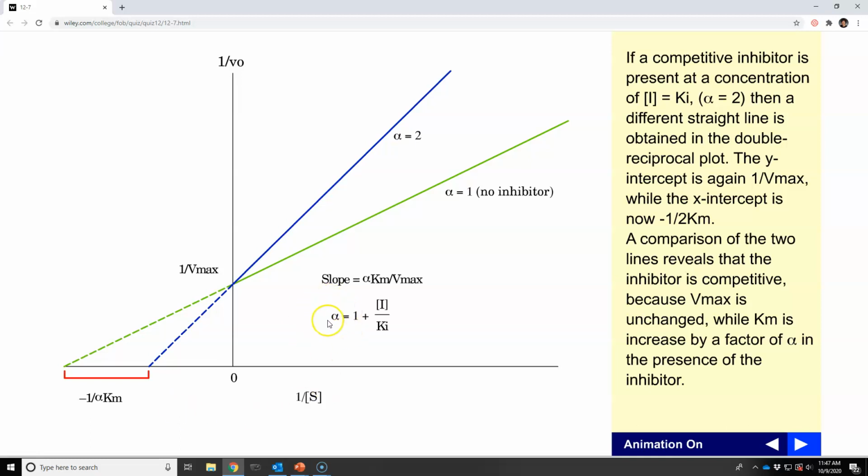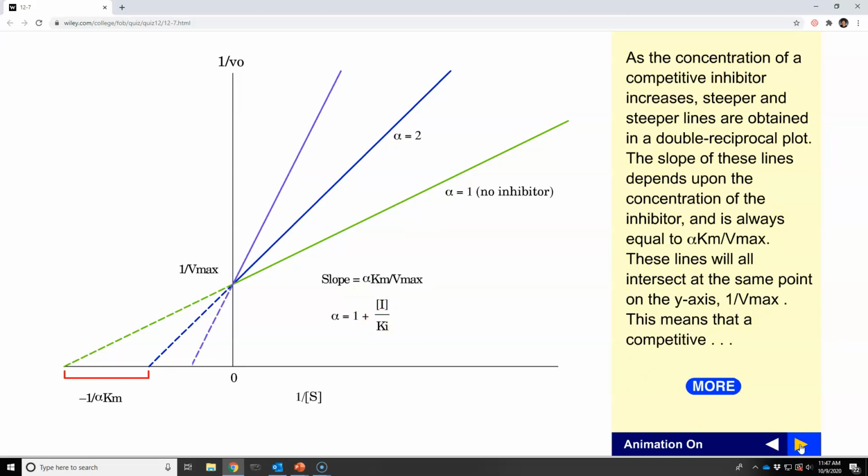When we solve for this value alpha, our slope increases by a factor alpha, and the x-intercept decreases by this factor alpha. We solve for this factor alpha because we want to use alpha to solve for Ki. So if we know the value of alpha and we know the concentration of the inhibitor, we can solve for Ki. If we have a greater concentration of inhibitor, we just have a more exaggerated look to our graph. The inhibitor concentration changes, so the alpha changes, but the Ki is the same because Ki is constant.